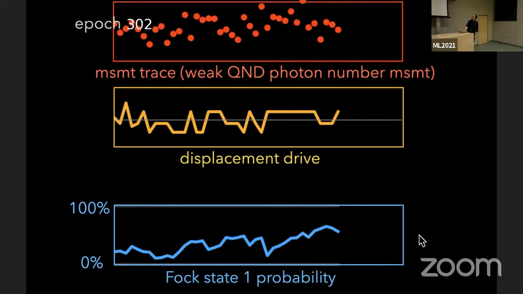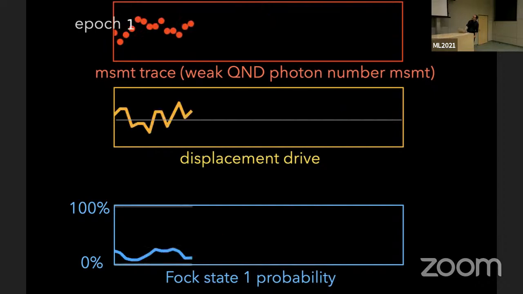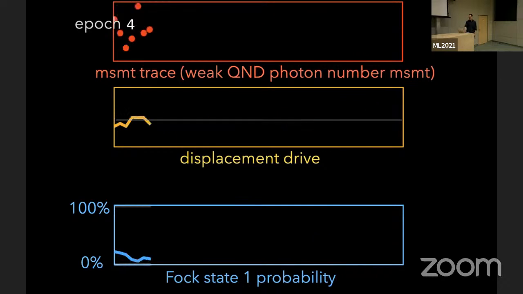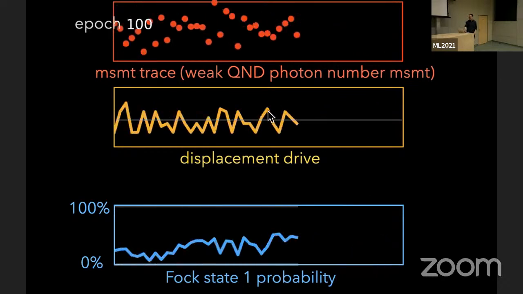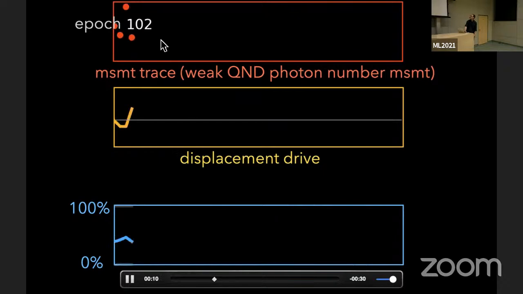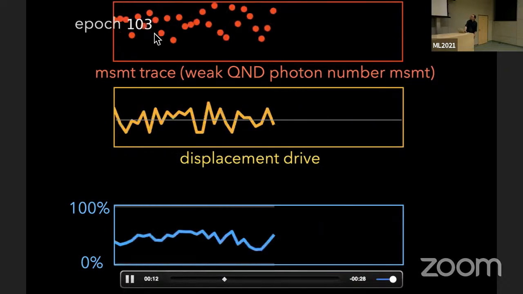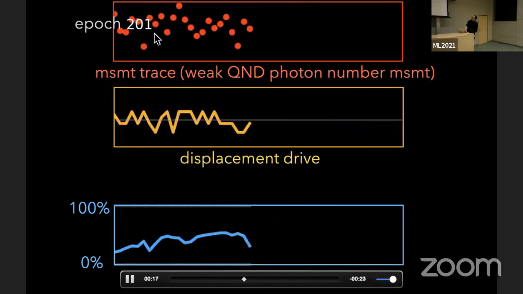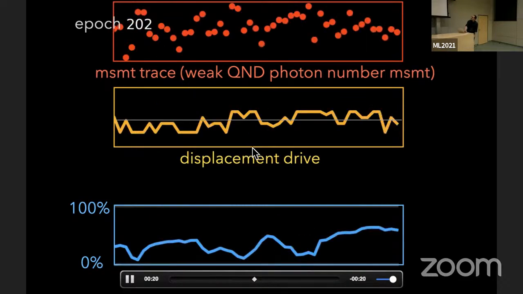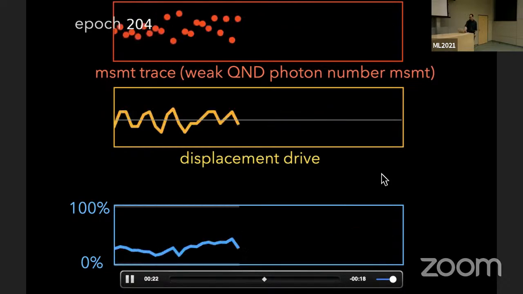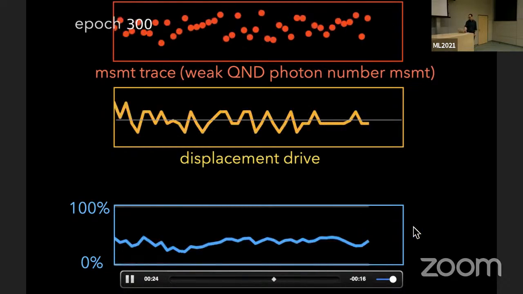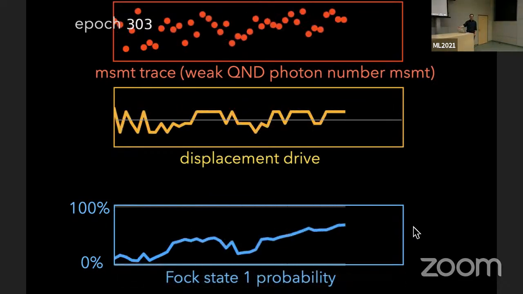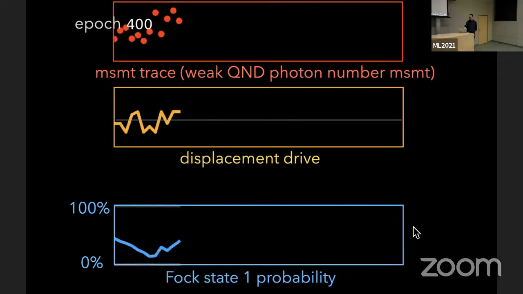And now I will show you how this evolves during training. So, well, at first it does some completely random stuff. And then you see here the epoch, by which I mean the batch of trajectories that I'm considering. And so as the epoch number increases, also the strategy becomes better and the Fock state probability becomes larger. This is not maybe easily seen on the level of individual trajectories because everything is so noisy, obviously.